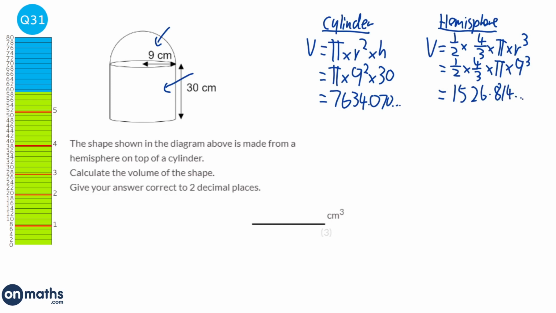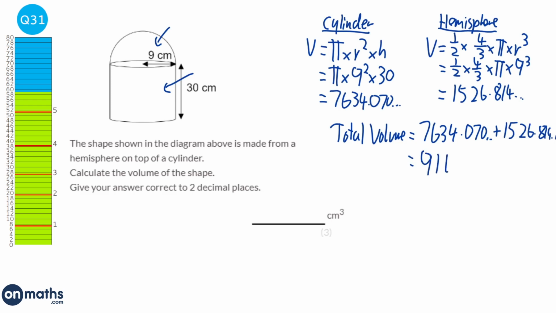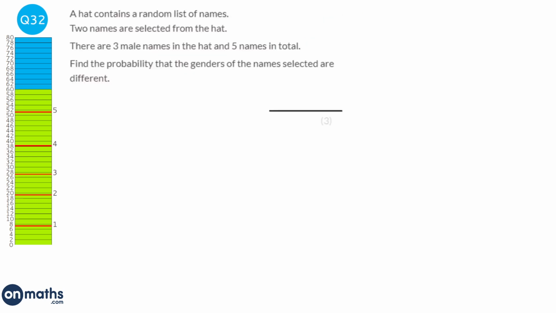1526.814... And so the total volume is 7,634.070... plus the 1,526.814..., which equals 9,160.884... It says it wants it to two decimal places, so when we round that, we get 9,160.88.